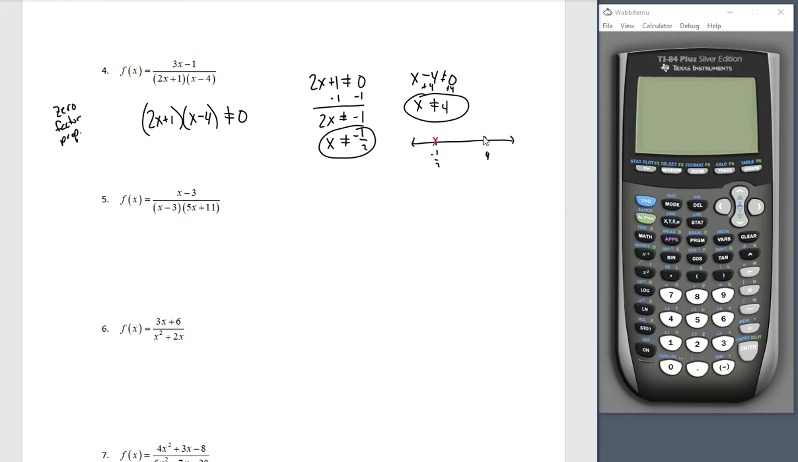We can't use those. And if we can't use those, that means our answer will be from -infinity to -1/2, and then from -1/2 to 4, and then the other side of 4, so 4 to infinity. So if it helps, put it on this number line and see what it looks like to pluck it out, and then you know you have 1, 2, 3 regions that you need to talk about in your answer. All right, let's keep going.